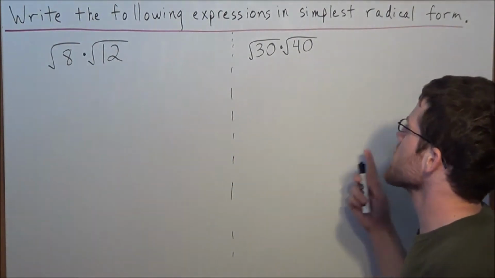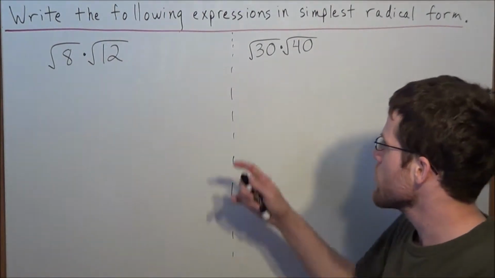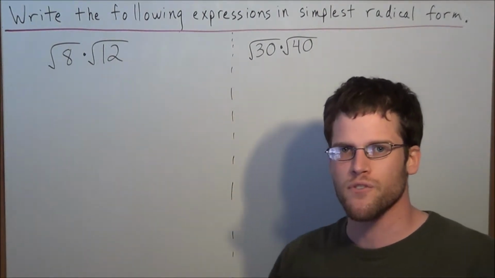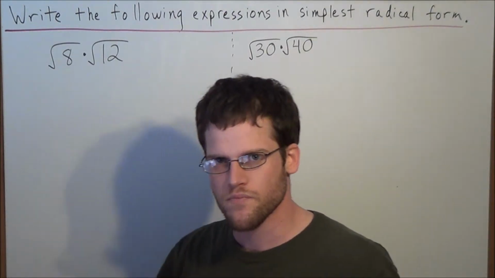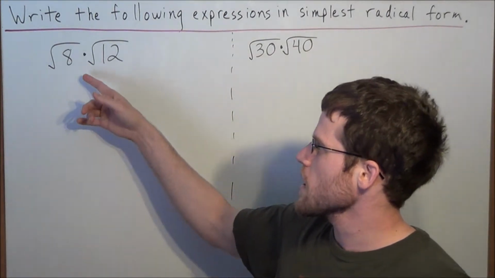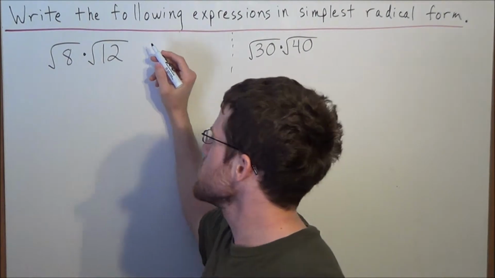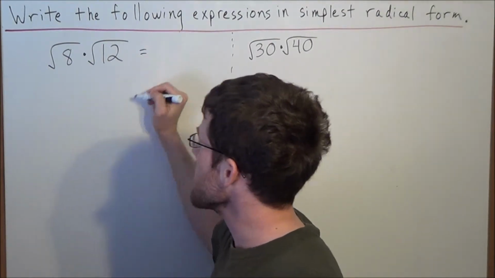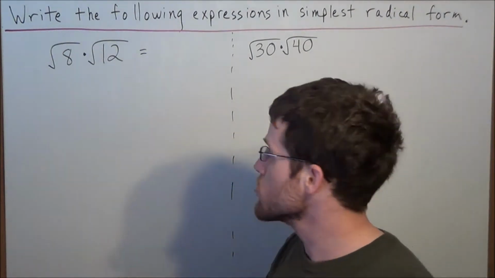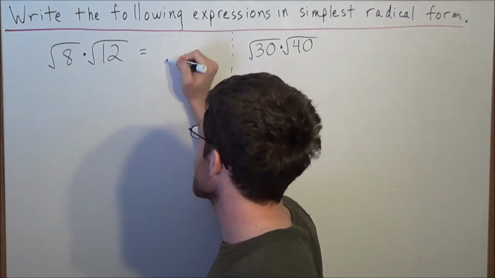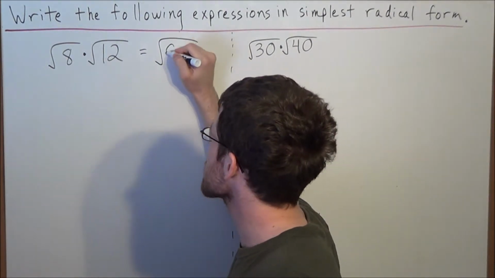So we have: write the following expressions in simplest radical form, and we have two problems to look at. There are a few ways you could do these, but I'll focus on one that's straightforward and works the best. We're looking at radical 8 times radical 12, and the simple way to do this is to just multiply the numbers underneath the radical and combine them into a single radical. So 8 times 12 is 96.